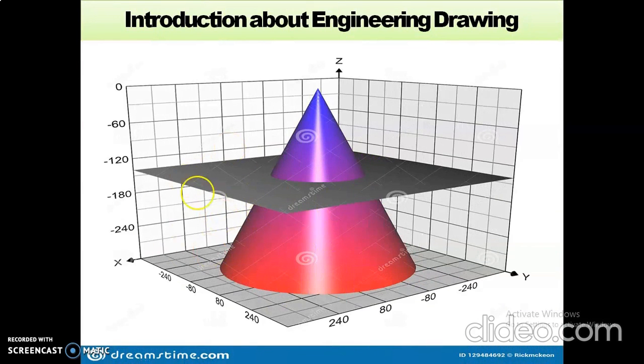So this is a right circular cone. This is a cutting plane. We are cutting the right circular cone perpendicular to the axis of the right circular cone. Then we get the circular shape.